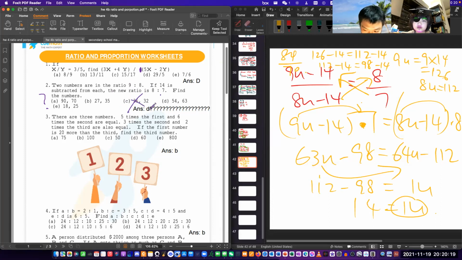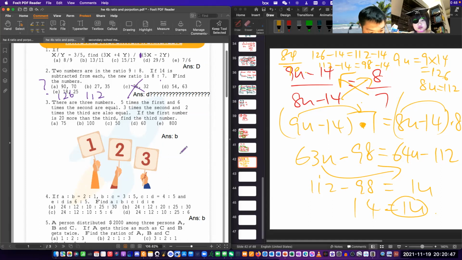All right, so the answer should be 112 and 126. You can actually verify yourself. 14 is subtracted from each. You minus 14, you minus 14, you will get 8 to 7. All right, that's how you test.